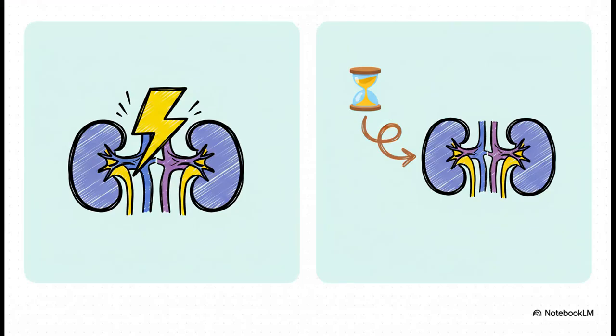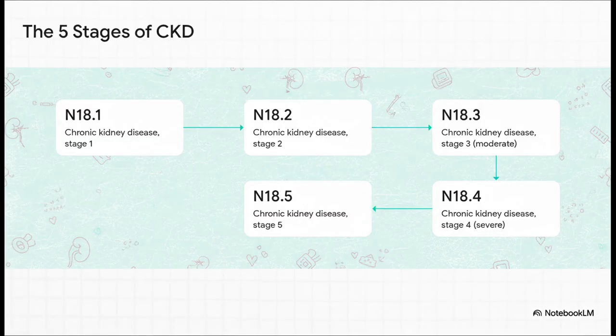So the first big question is, is this a sudden, out-of-the-blue problem, or is it something that's been developing over a long time? Since Jane's kidney issues are directly linked to her long-standing hypertension, it's a chronic condition. So her diagnosis is chronic kidney disease, or CKD for short. Okay, that's our first piece of the puzzle. But wait, it gets even more specific. It's not just chronic kidney disease. As you can see, CKD is broken down into 5 distinct stages.